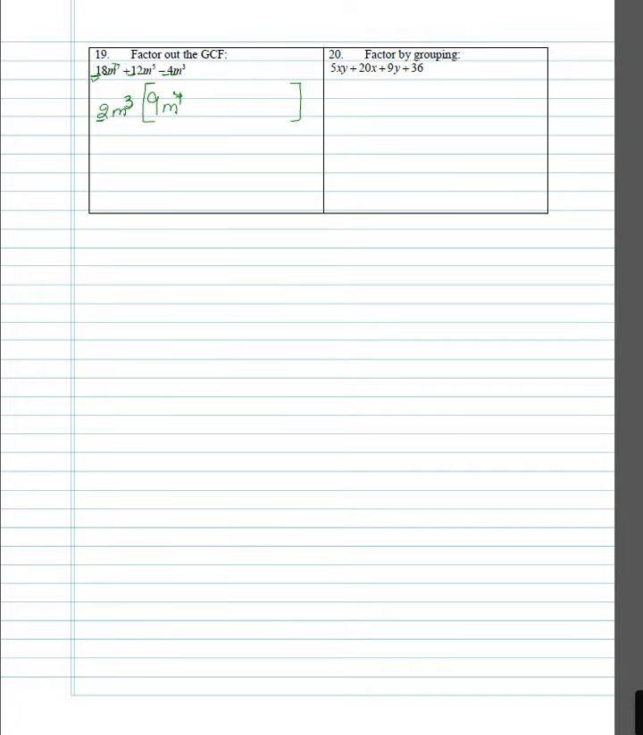Now the next one. 12 and 2. So 2 goes into 12 6 times. 5 minus 3, 2. 2 goes into 4 2 times. 3 minus 3 is a 0, so I don't have to put any. Now when you go back and multiply these terms, you should get back your original expression, which you will.